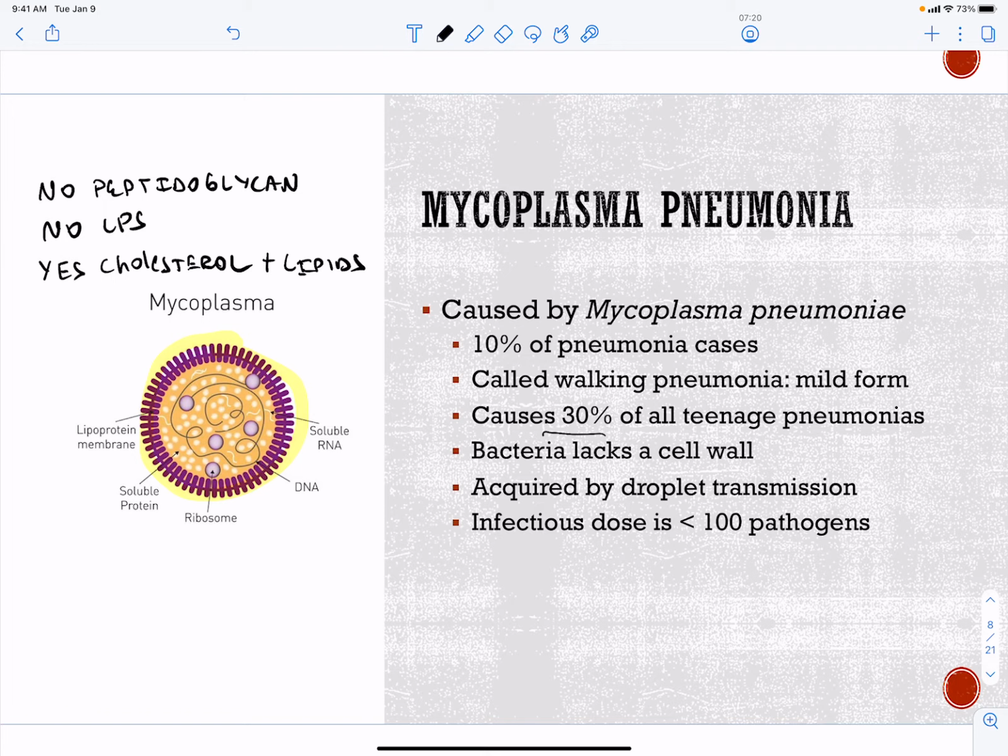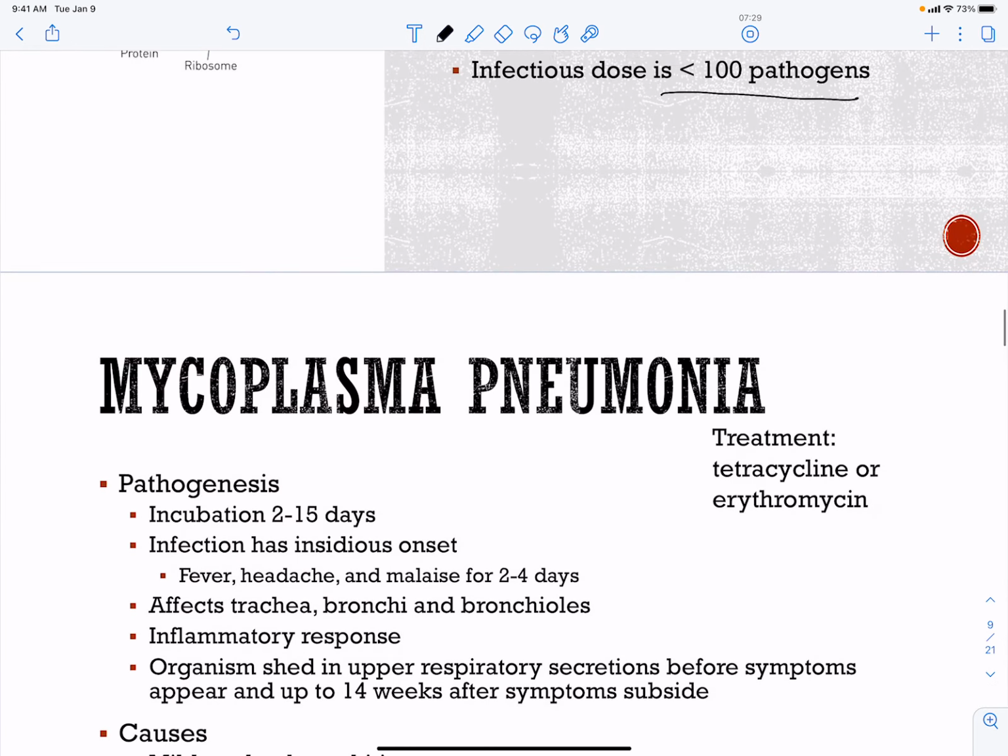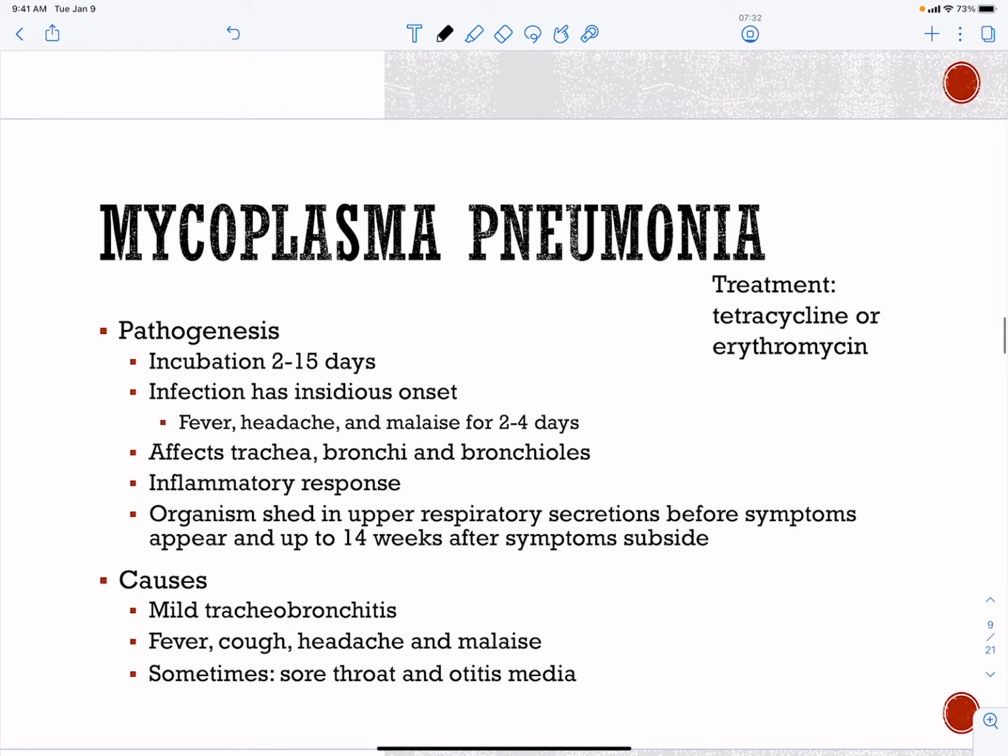The infectious dose, the reason why it's so contagious, is that you need less than 100 pathogens to cause an infection. And so this is a very infectious bacteria. Now, treatment, again, is going to be tetracycline, erythromycins. None of those cell wall antibiotics will work.